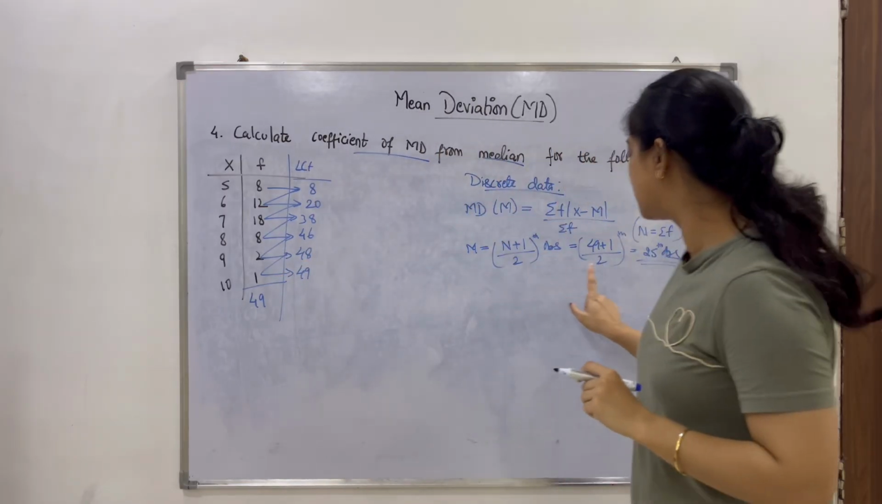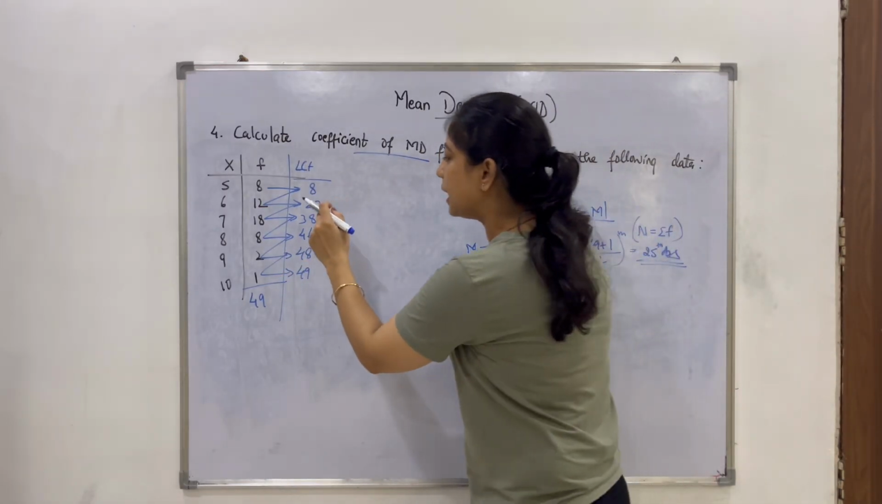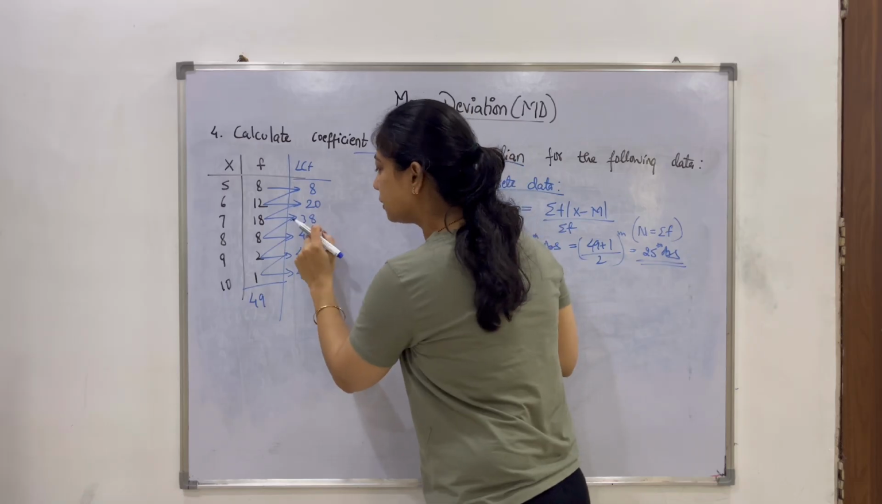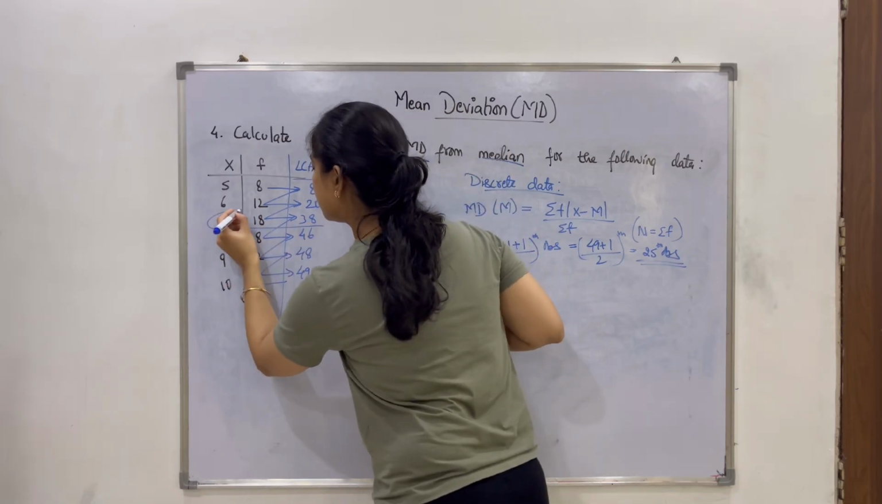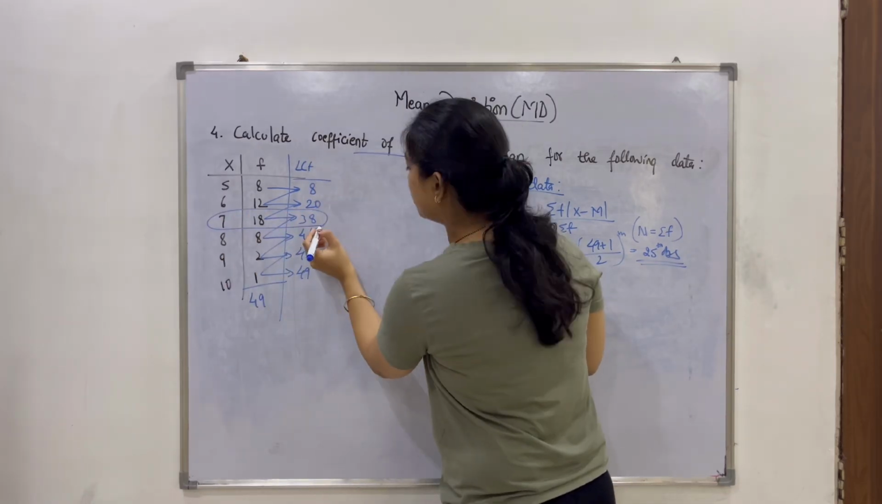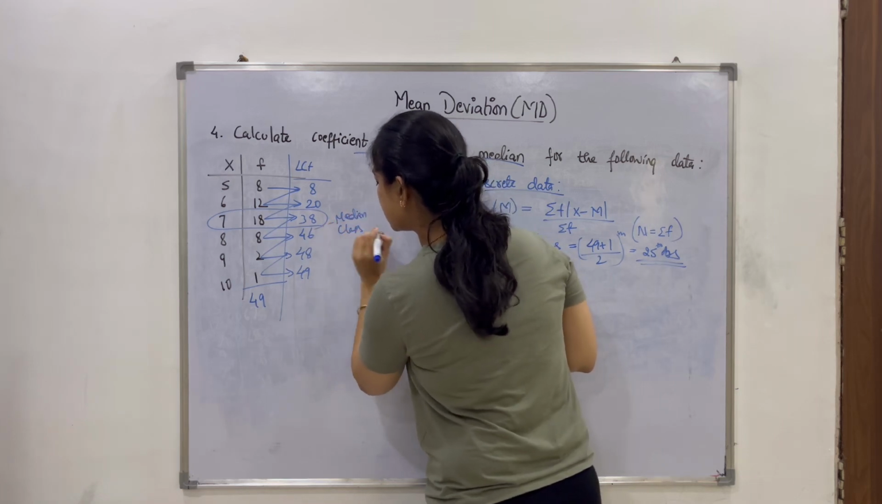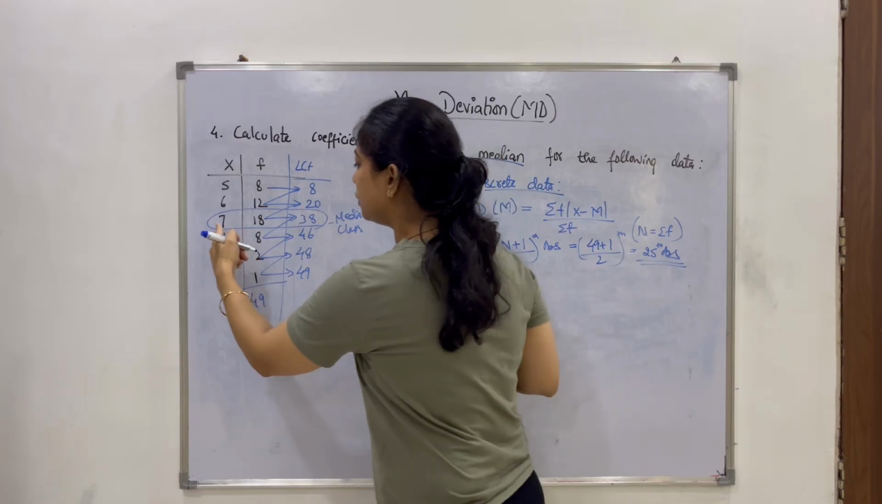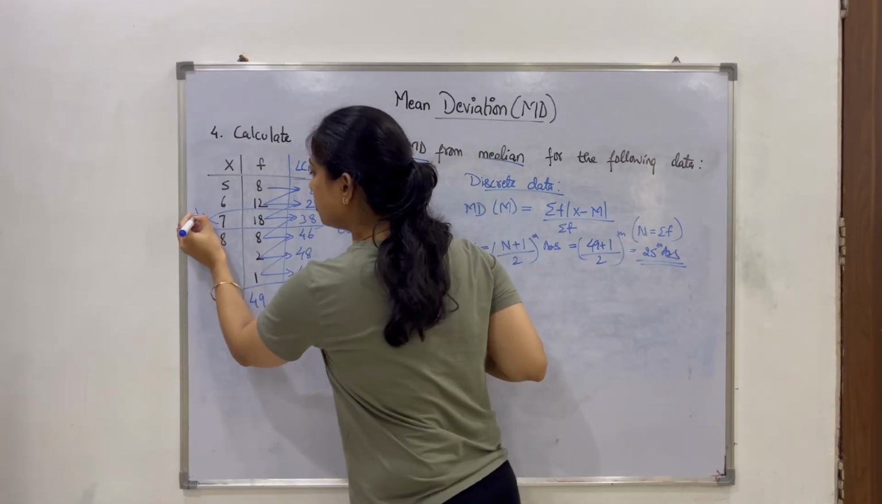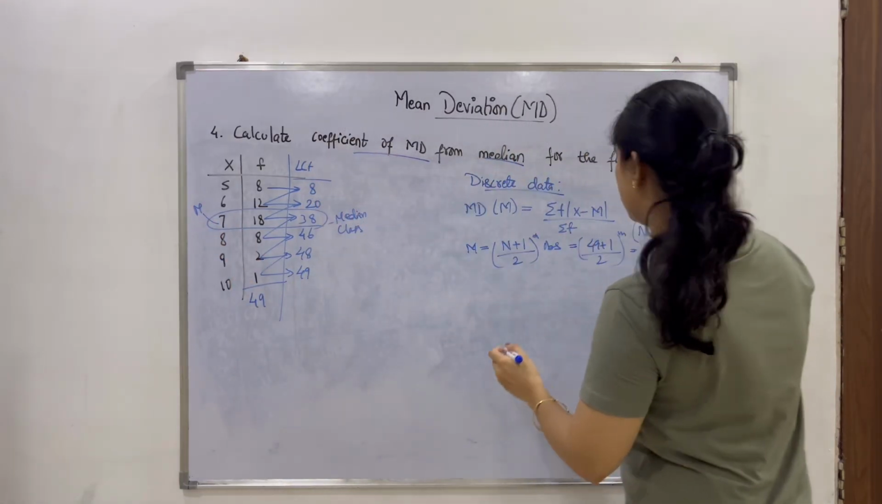So let us look at this particular value. The 25th will lie between 20 and 38, but the highest is 38. So this will become your median class. Now the respective value for this median is 7. So your median will be 7.